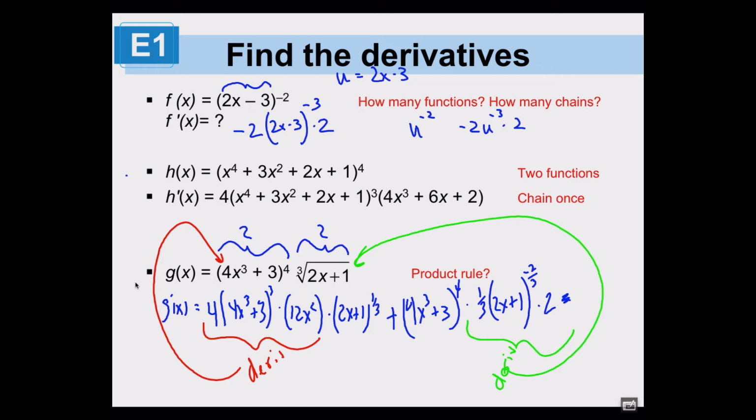And then you multiply by the 3rd root of 2x plus 1. And that's the first part of the product rule, because it's got f prime of x times g of x. And then you add f of x times g prime of x, which is the derivative, as he pointed out, of the cube root of 2x plus 1.